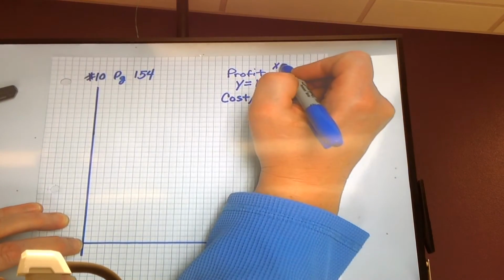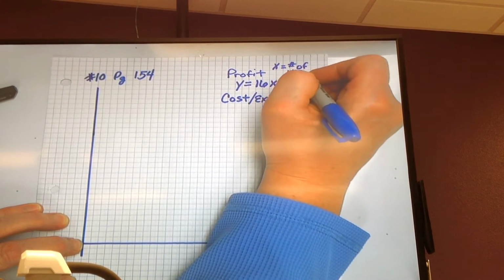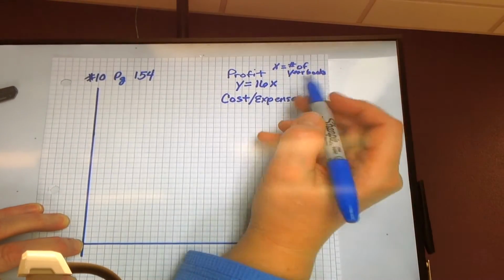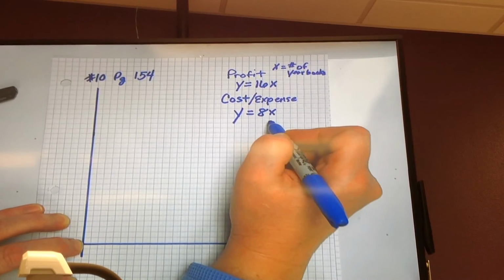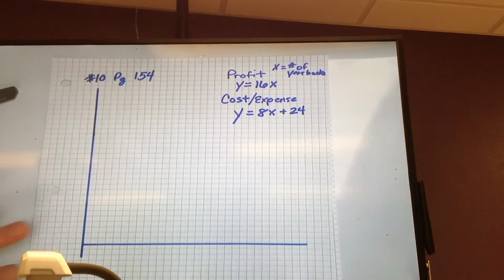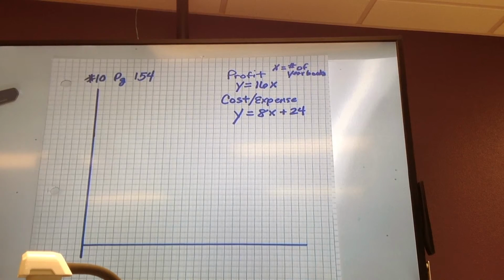So X is going to equal the number of yearbooks sold, or the number of yearbooks, we'll just put. The cost or the expense, it costs $8 to make every yearbook, so that's where we get the 8X. And then there's also a $24 expense for advertising. So then from here on out, we can graph those two equations.